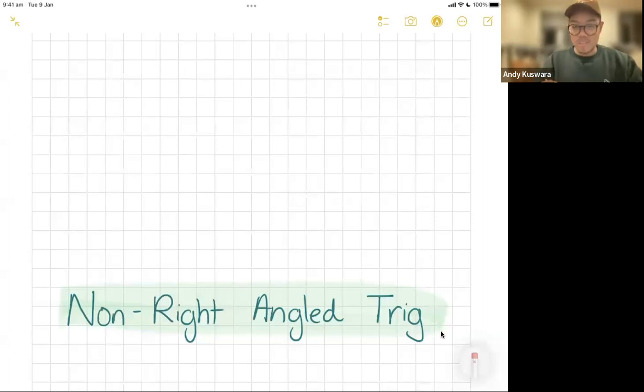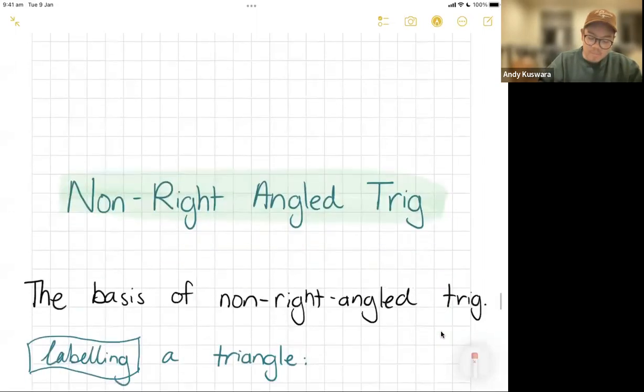Okay. Non-right angle trig. One of my teachers always used to say in advanced mathematics, there's only ever two types of triangles: either right angled or non-right angled. We've done Pythag, we've done SOHCAHTOA. That's all right angled. Now we're going to venture into this world of non-right angled. So you'll see things like sine rule, cosine rule, and another area for a triangle formula. We're going to see those today.